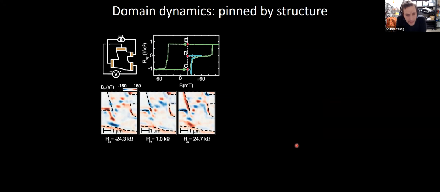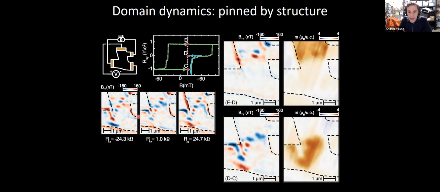But the thing I want to show is our investigations of these domain dynamics and how they are pinned. In particular, what you can do is take images not only on the major loop, but also, let's say, on a minor loop here. So at position D, where you've stopped and prepared your system at, let's say, close to 0 Hall resistivity, you can take images at each of these points. So C, D, and E points are plotted here, and now you can look at pairwise differences between, let's say, E minus D and D minus C, which tell you which domain has flipped between C and D. We can look at that here.